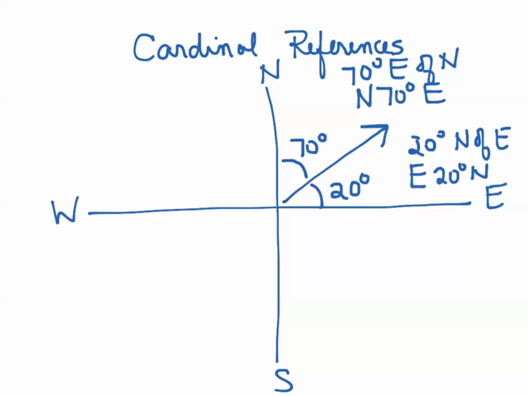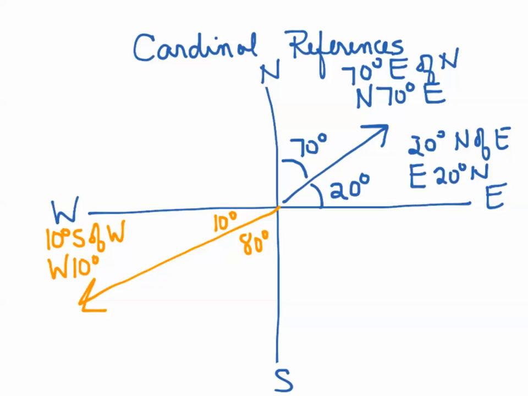Let's look at a vector in the third quadrant, so between west and south. So I'll put my vector in and make this 10 degrees and make this 80 degrees. So using the 10 degrees, we would say that this vector is 10 degrees south of west. Or we can say that this vector is west 10 degrees south.